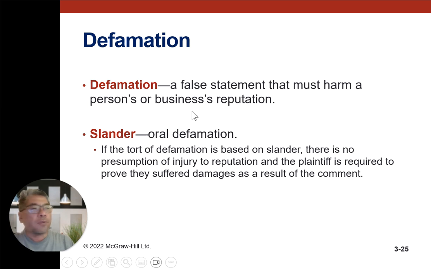Defamation is a false statement that must harm a person's or business's reputation. Okay. Slander is oral defamation. With slander there is no presumption of injury to reputation. A plaintiff is required to prove that they suffered damage as a result of the comment. Okay.